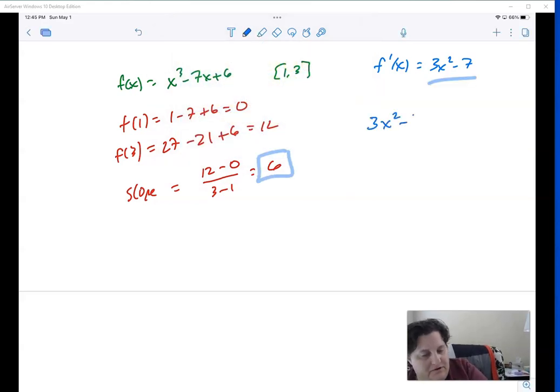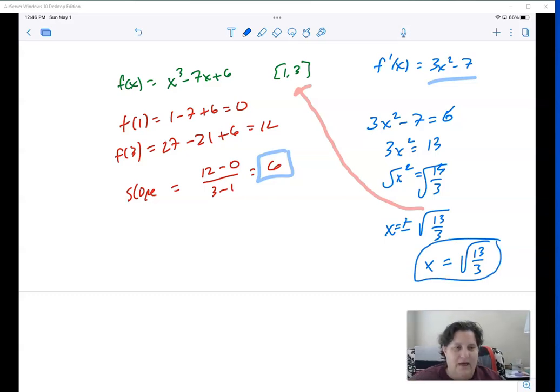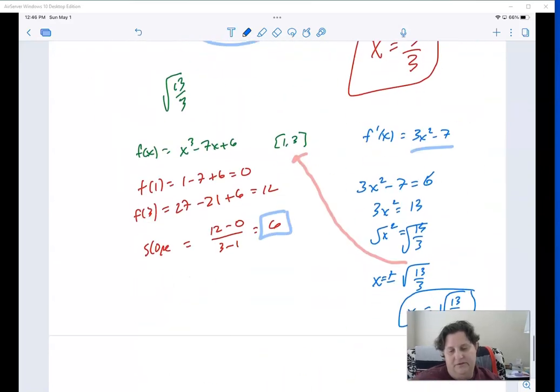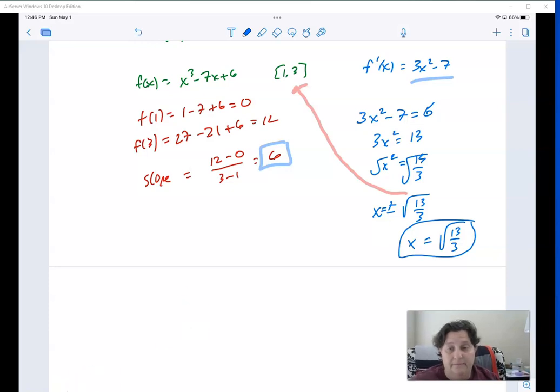And now I set the slope equal to the derivative. So I go 3x squared minus 7 equals the slope. I got to solve this. That equals 13 over 3. So x is plus or minus, but the only one that is actually in the interval is the positive square root of 13 over 3. That's a 2-for-1. Okay, I got you both different types of questions based on my mistaken one, and maybe you think that one's easier. Anyways, okay, good. We're done. Peace.